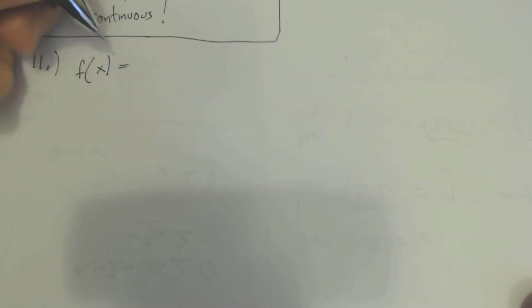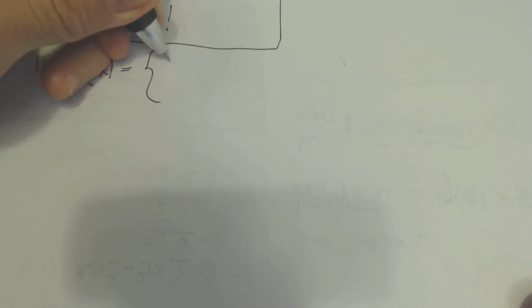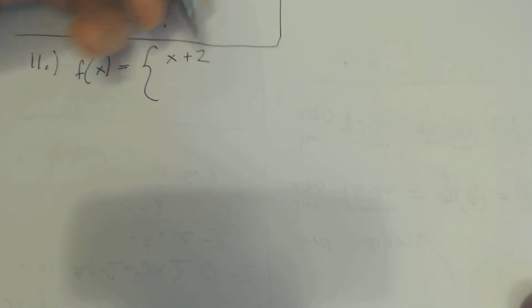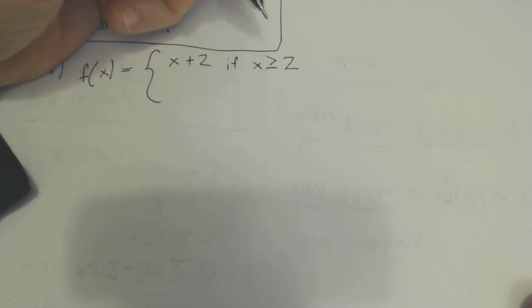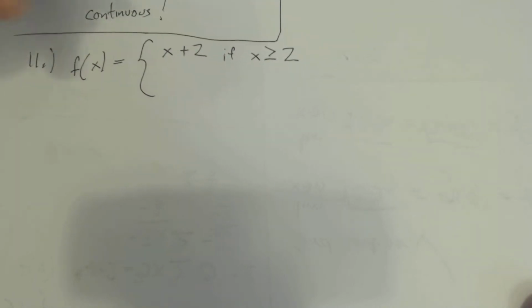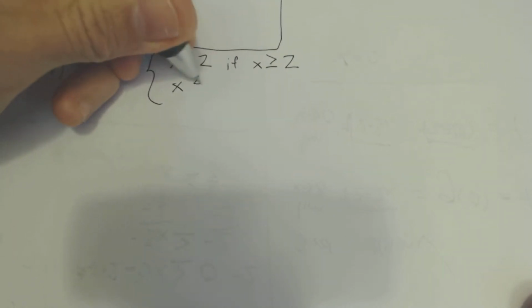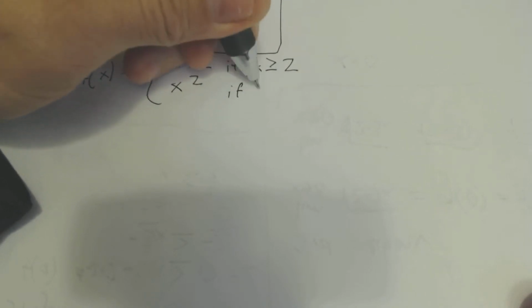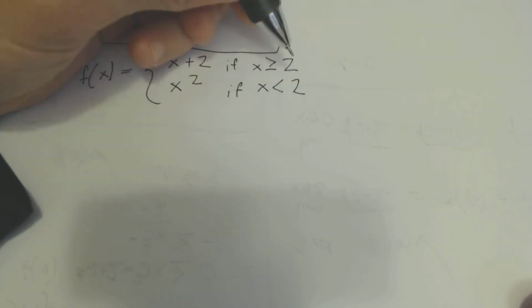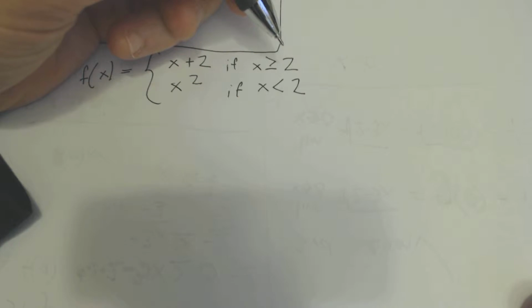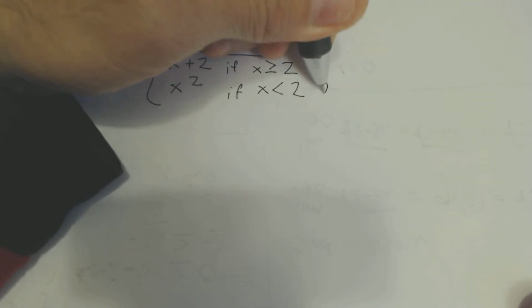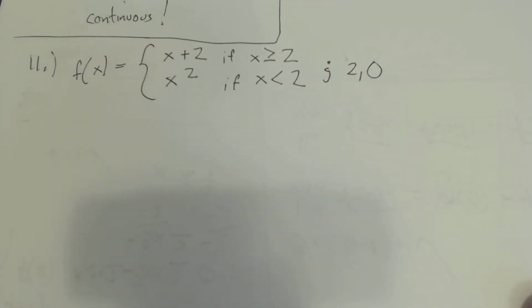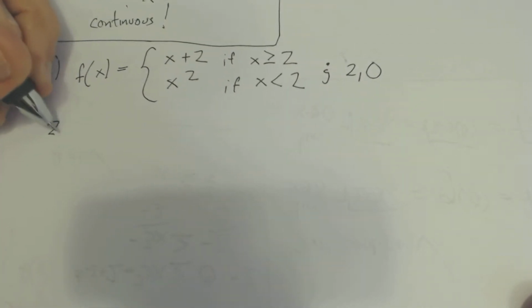f of x equals x plus 2 if x is greater than or equal to 2, and it equals x squared if x is less than 2. Okay, and then we're supposed to evaluate it at the points 2, 0. So looking at 2 first.